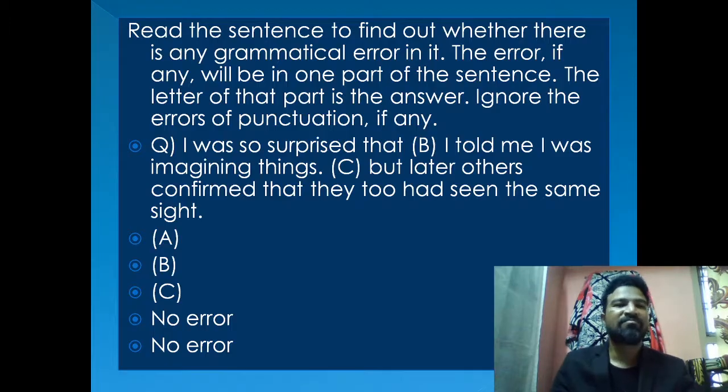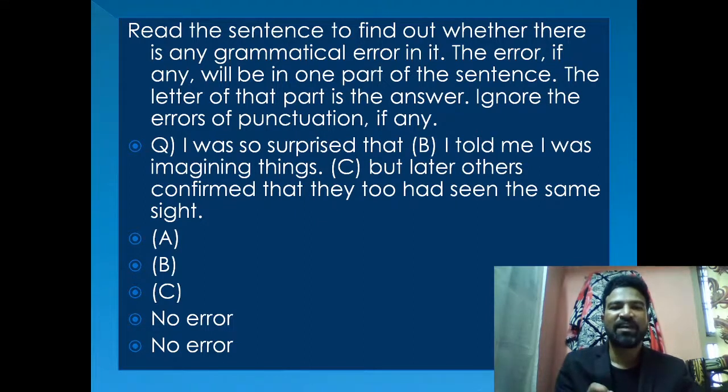Question number 1. Read the sentence to find out whether there is any grammatical error in it. The error, if any, will be in one part of the sentence. The letter of that part is the answer. Ignore the errors of punctuation, if any. I was so surprised that I told me I was imagining things, but later others confirmed that they too had seen the same sight. So which part of the sentence has got an error in it?